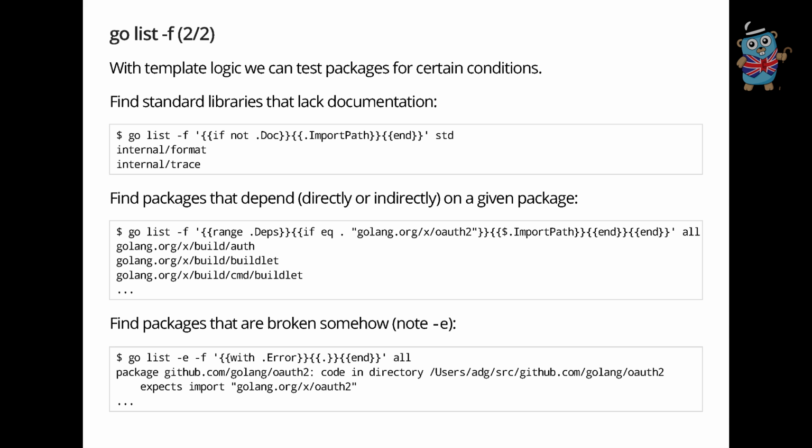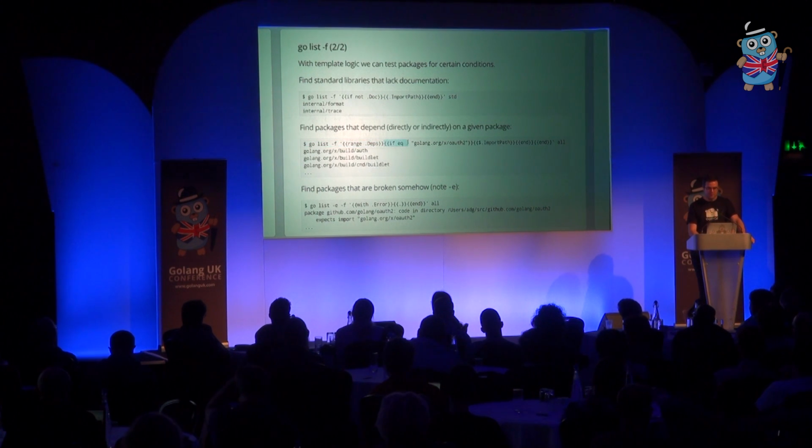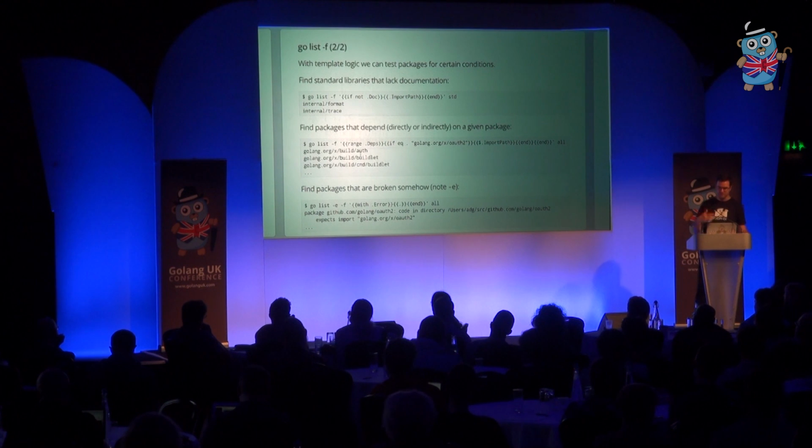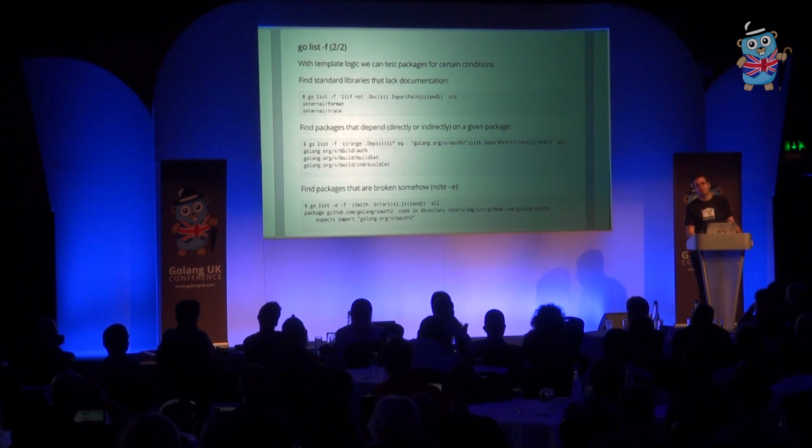It's also possible to find packages that depend on a given package. So in this template directive, I'm iterating over the dependencies, and if a particular dependency equals the OAuth2 package, then I'll print the import path. And I'm doing that for all packages in my workspace. So I can see all of the packages that I have that depend on OAuth2. And I can see that some of the continuous build infrastructure uses the OAuth2 package. And that's really useful if I'm making some updates to OAuth2 and I want to see what packages might be affected by that.